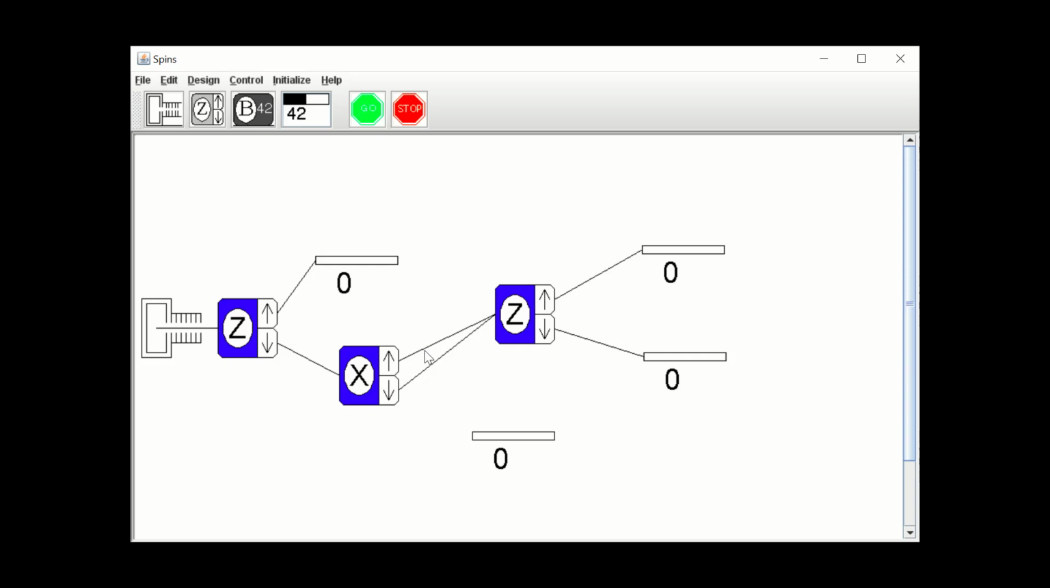Keeping in mind, if I only sent the spin up beam measured as X spin up into Z, I'd have 25% of my beam measured as spin up, 25% as spin down. If I sent just the bottom one, I would have, again, 25% of my beam spin up, 25% spin down in the Z direction. Now, if I send both, what would we expect to get here?